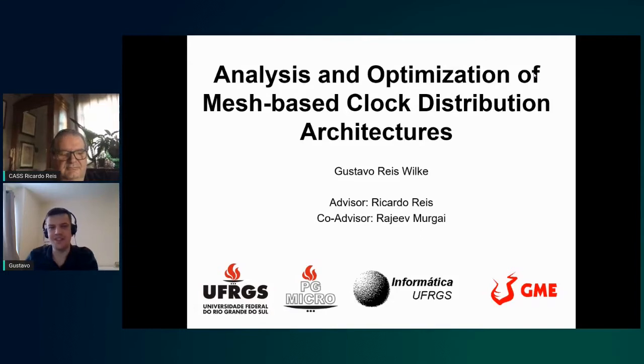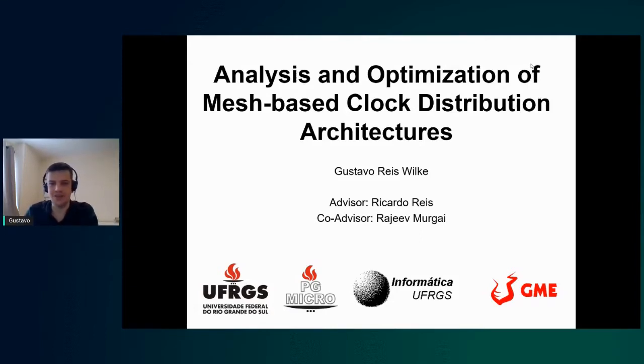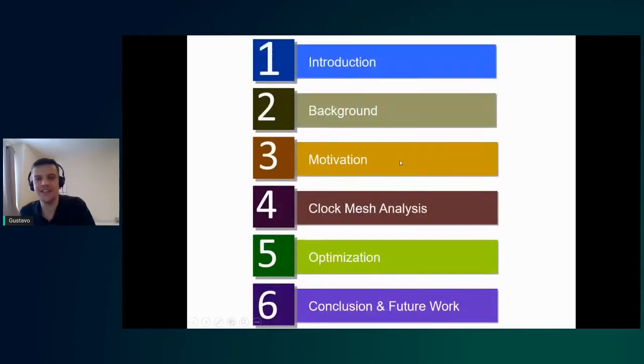So this presentation is about the work that I did during my PhD. I apologize that the slides may be slightly outdated, and I may need some refreshing sometimes. But I was taking the introduction time to go through it, and I think I got it covered. So okay, the presentation talks about how we can analyze and optimize clock meshes in clock distribution architectures.